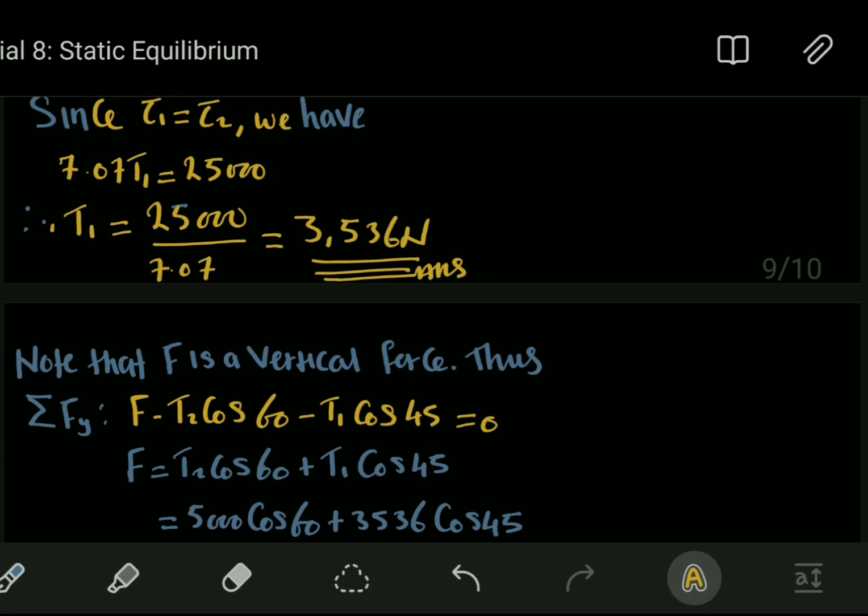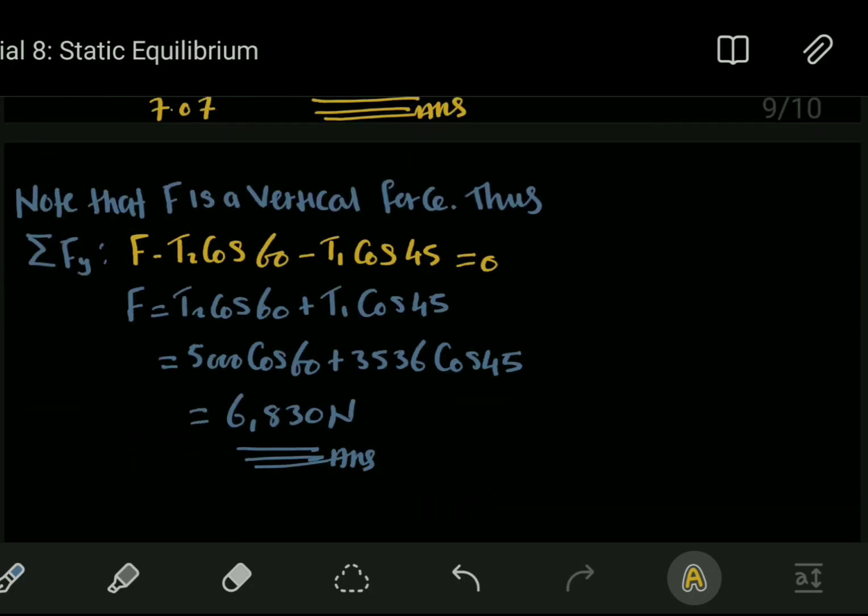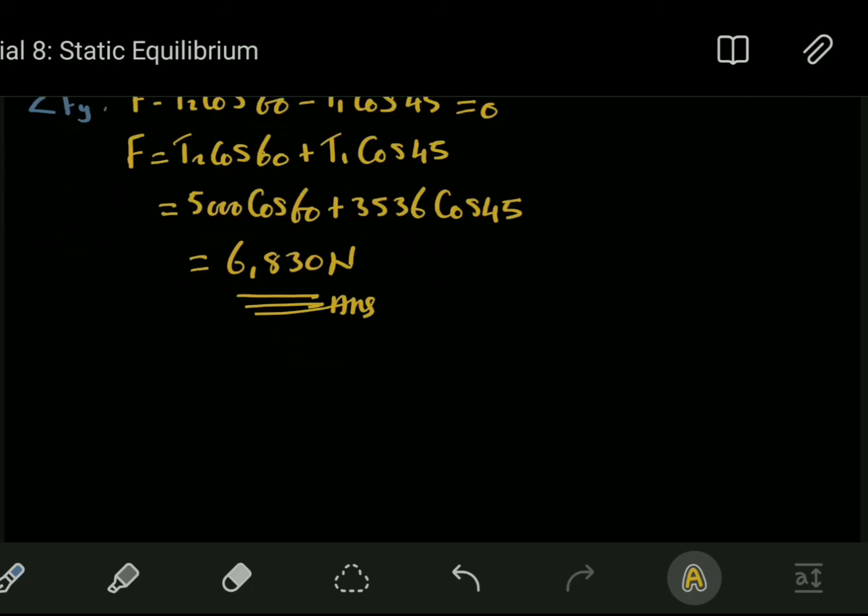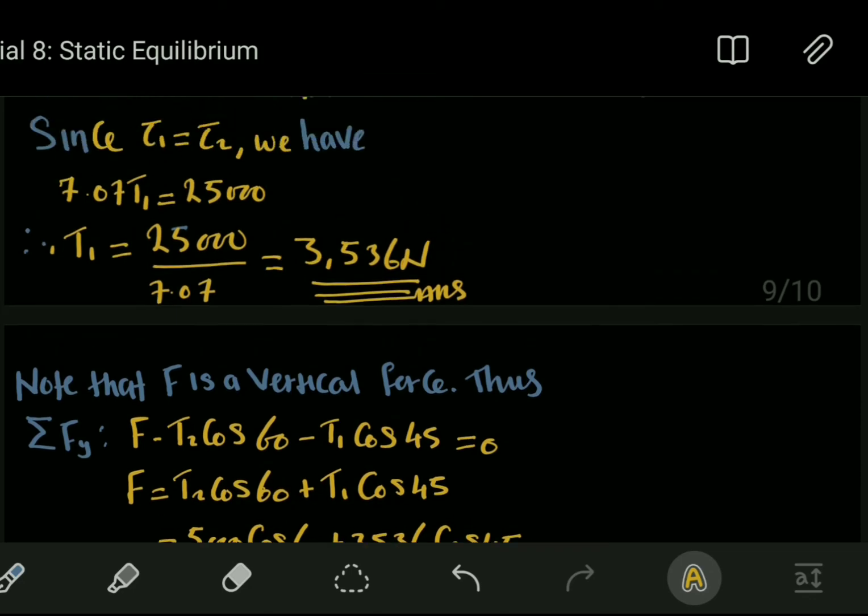So we know the values of T1 and that of T2. Therefore, we are saying that F equals T2 cos 60 plus T1 cos 45. And if we simply substitute the values of T1 and T2 there, we should find the value of F as 6,830 newtons. Okay, so that's all for this question.